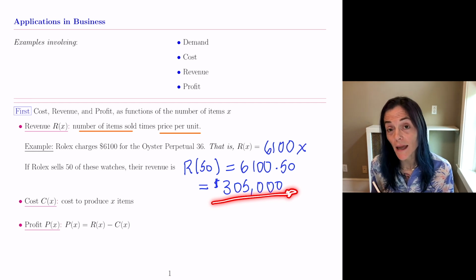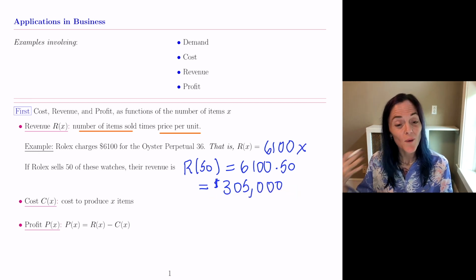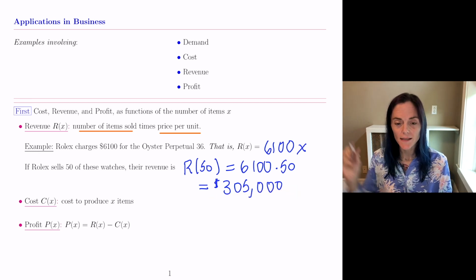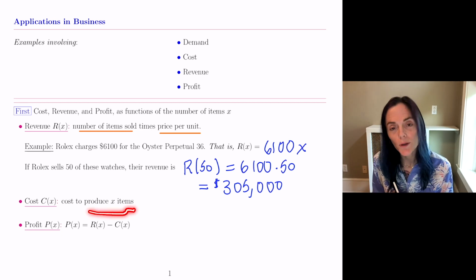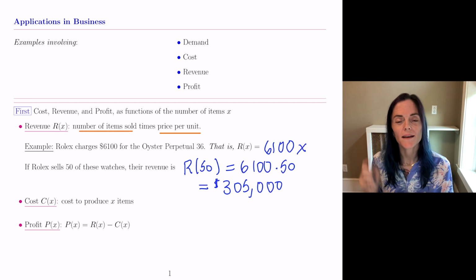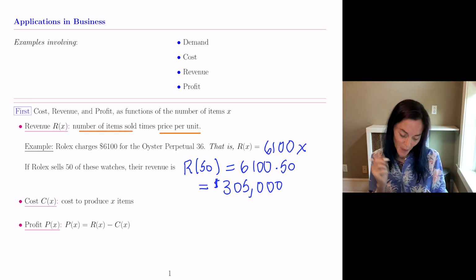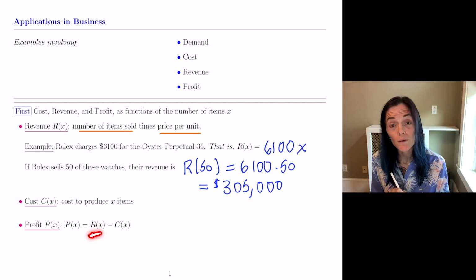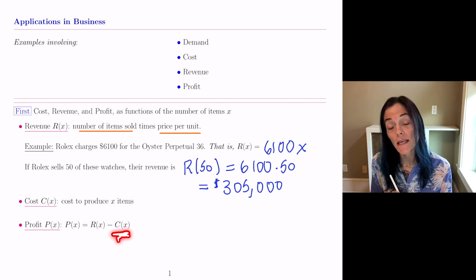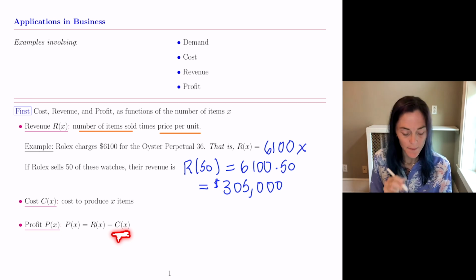We have this revenue of $305,000, but that is not in their pockets at the end of the day because it costs money to make each watch, and we have this cost function, C of x. This is the cost to produce x items. Therefore, the profit, this is what companies are quite interested in. You take the revenue minus the cost. This would be a company's profit when they make and sell x items.